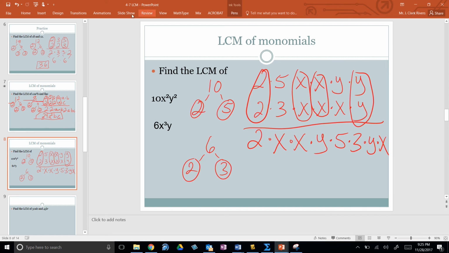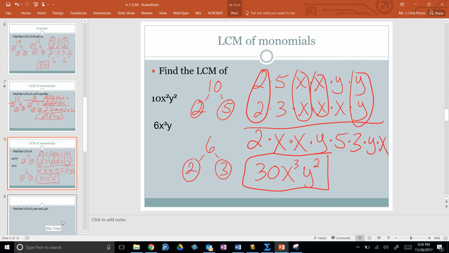Let's see here. So we've got 2 times 5, which is 10. 10 times 3 is 30. x times x is x squared. x squared times x is x to the power of 3. Right? 3 x's is x to the power of 3. y times y is y squared. So there you go. 30x cubed y squared.